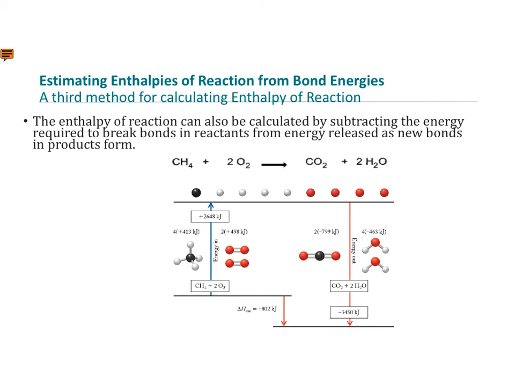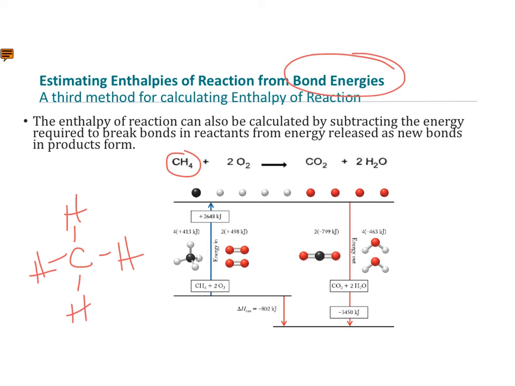All right, the third way of calculating enthalpy of reaction is using bond energies. So in this case, you're going to need to be able to draw Lewis structures so that you can determine if bonds are single, double, or triple, because that's going to affect your values. So in this case, the example, combustion of methane.